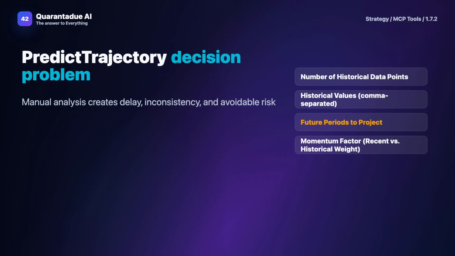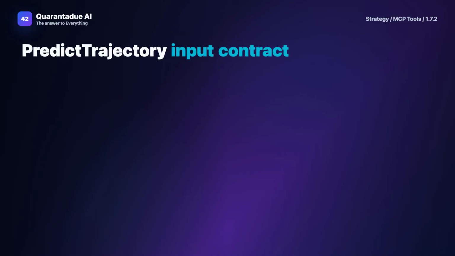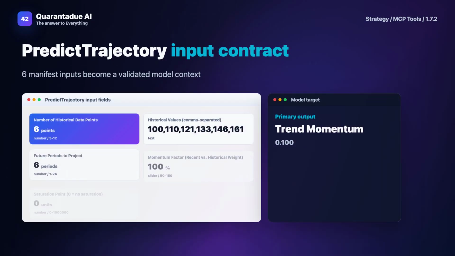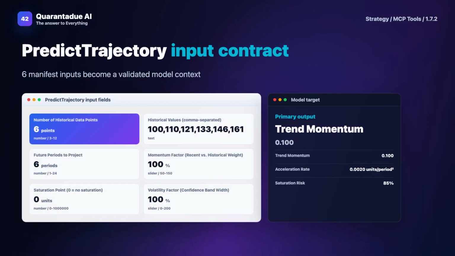Predict trajectory starts with a defined input contract. Typical inputs include number of historical data points, historical values, comma separated, future periods to project, momentum factor, recent versus historical weight, and saturation point, or really no saturation. Keeping these fields explicit reduces ambiguity and makes every run easier to audit.